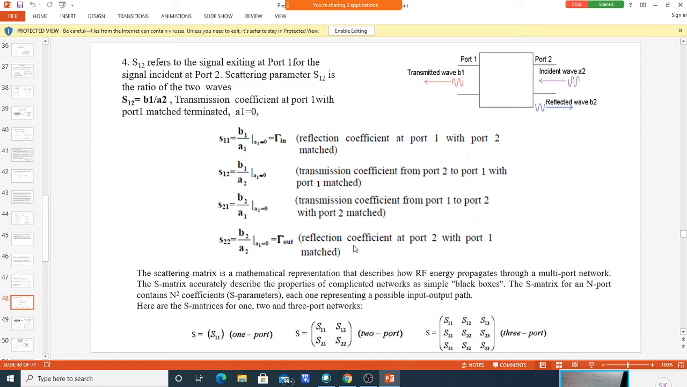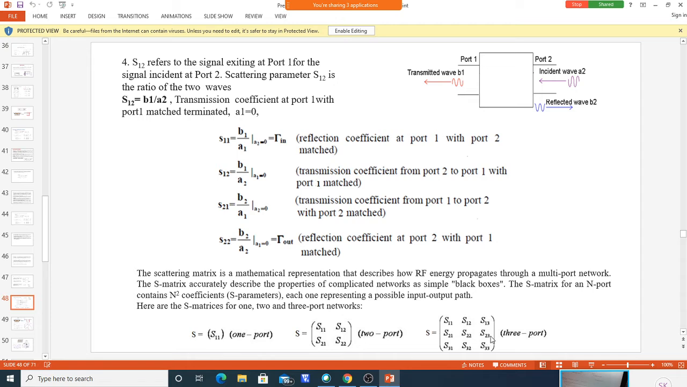Similarly, you can define it for a 3-port network, 4-port network also. Say, for example, for the 3-port network, there is S23. So what does S23 mean here? Here 2 represents the outgoing port and 3 represents the incident port. So S23 means B2 divided by A3. That means we are inputting a signal at port 3 and seeing how much power comes out of port 2.